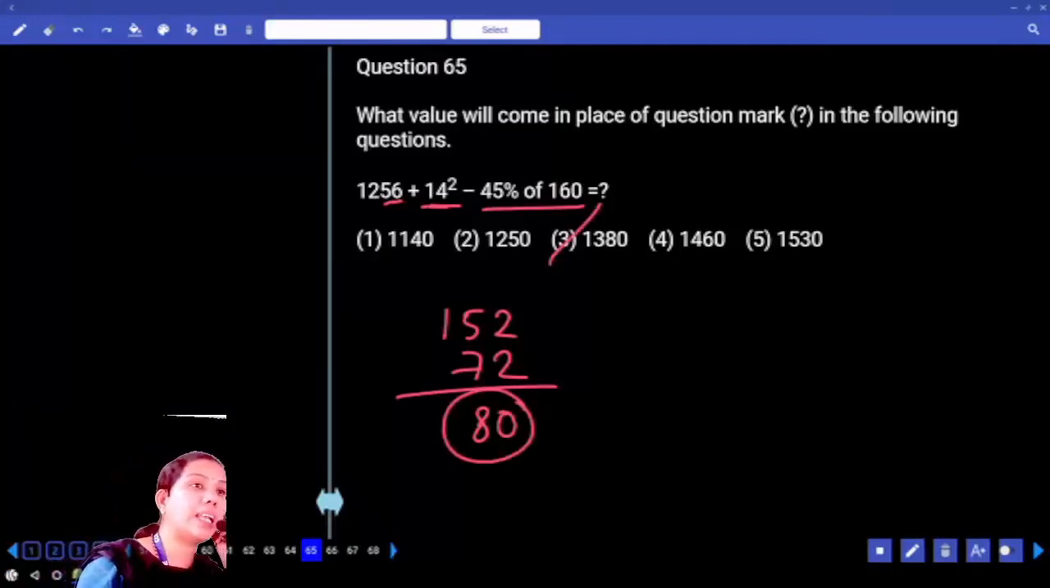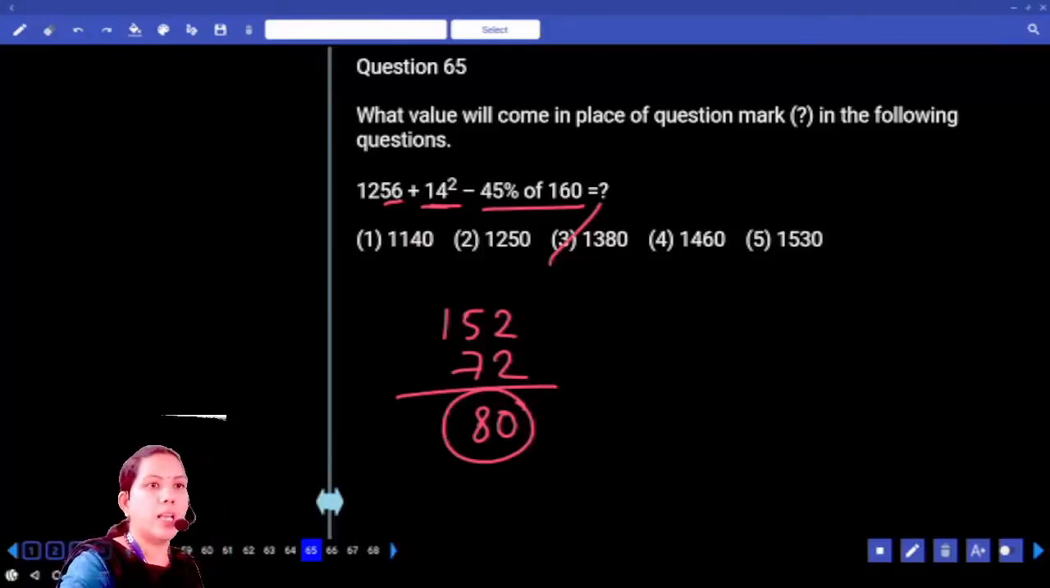Okay. At least 7. Can we consider 8? When it says at least 7, we can take 8. At most 9. Can we consider 9? When it says at most 9, we can consider 9. At most means that is a maximum limit. The maximum limit is only 9. That is at most. At least is the minimum limit. Okay. Thank you.